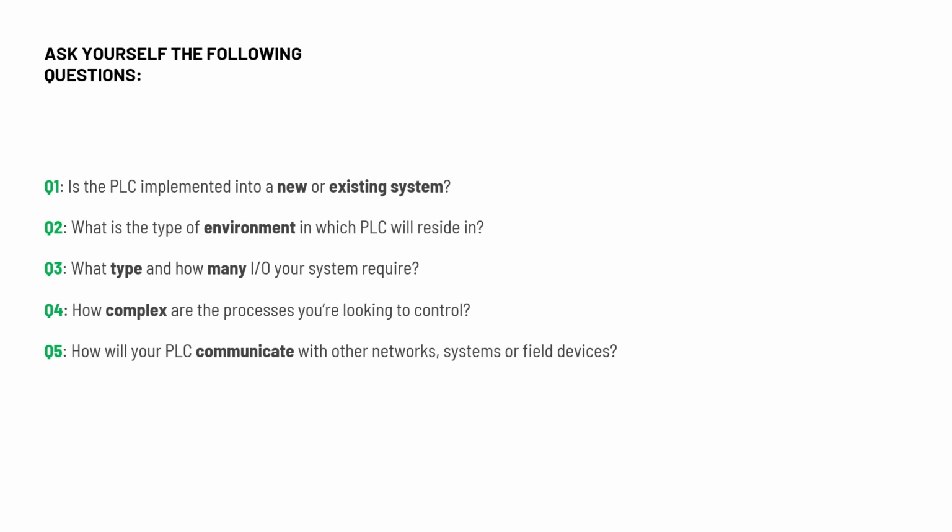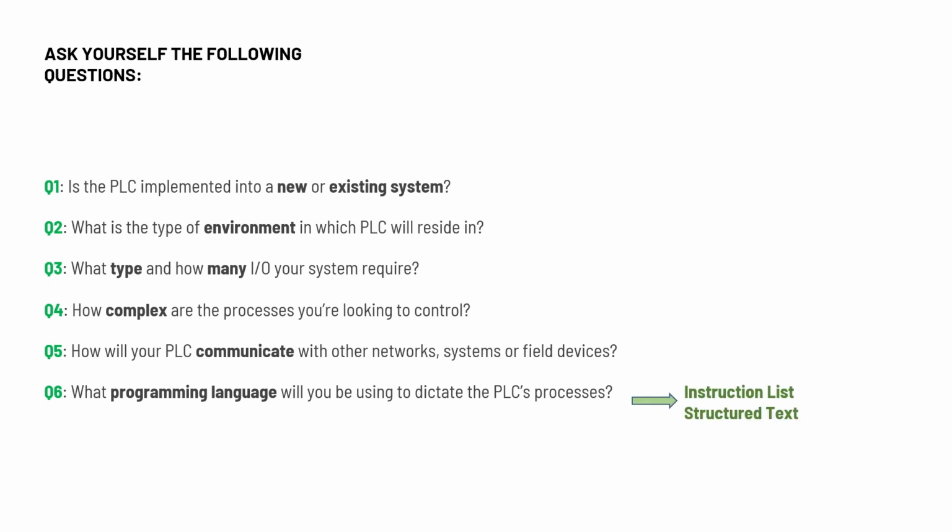The last question is what programming language will be used to dictate the PLC's processes. Some PLC manufacturers have a predefined programming language that needs to be used on board. These 5 programming languages are the most important. 2 of them are text-based, instruction list and structured text, and 3 of them are graphical: ladder logic, which is the most used one, function block diagram, and sequential function chart.